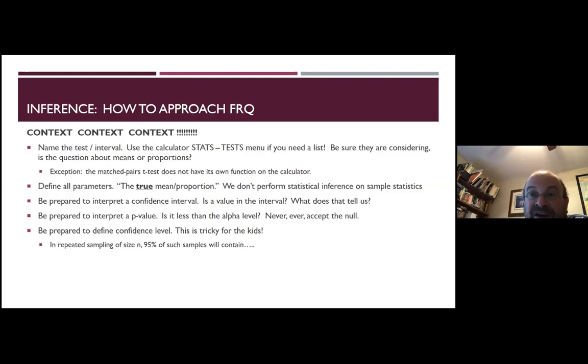Okay, it is vital to define your parameters. I like to use the word true or actual or population. True is a really nice word. The true mean, or proportion. This is what readers are looking for. The worst thing you can do, the biggest mistake you can make, is to say that the parameter is the sample of students that were tested. We never want to perform inference on samples. That is a gigantic error. That can take a great answer all the way down.